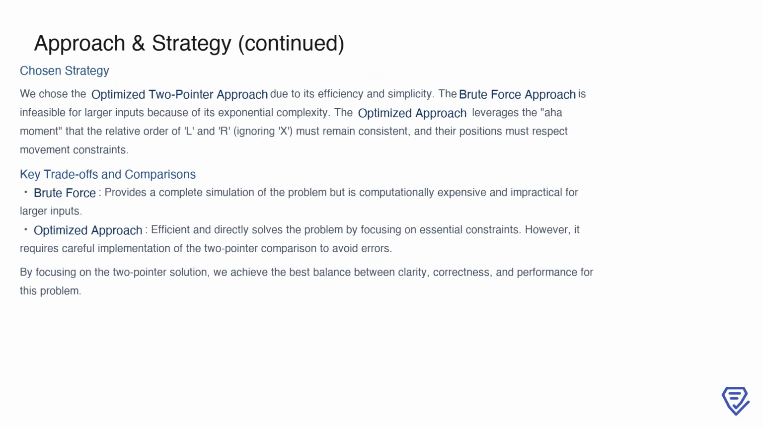The strategy we've chosen is the optimized two-pointer approach because of its balance between simplicity and efficiency. While the brute force approach explores all possible transformations, it is computationally prohibitive for larger inputs due to its exponential complexity. In contrast, the optimized approach directly addresses the problem by leveraging the insight that the relative order of L and R, ignoring X, must remain the same, and that their positions must adhere to movement constraints. This realization eliminates the need for unnecessary computations, allowing us to solve the problem in linear time.